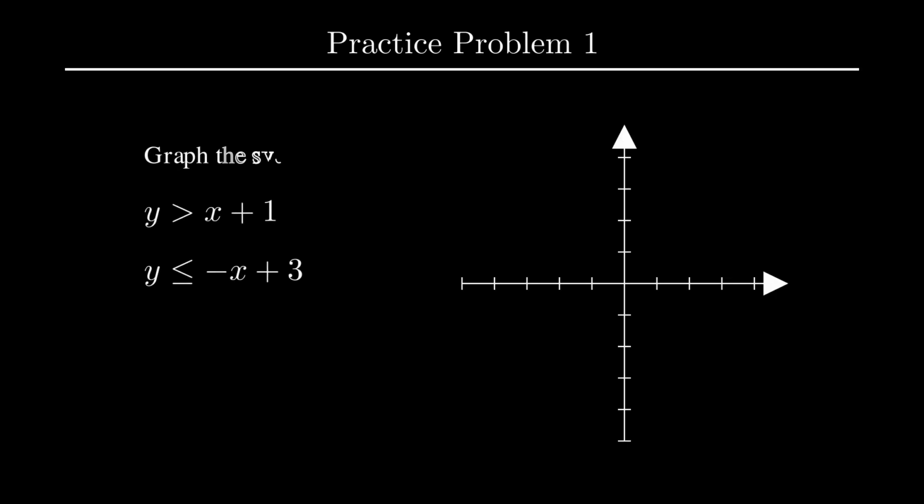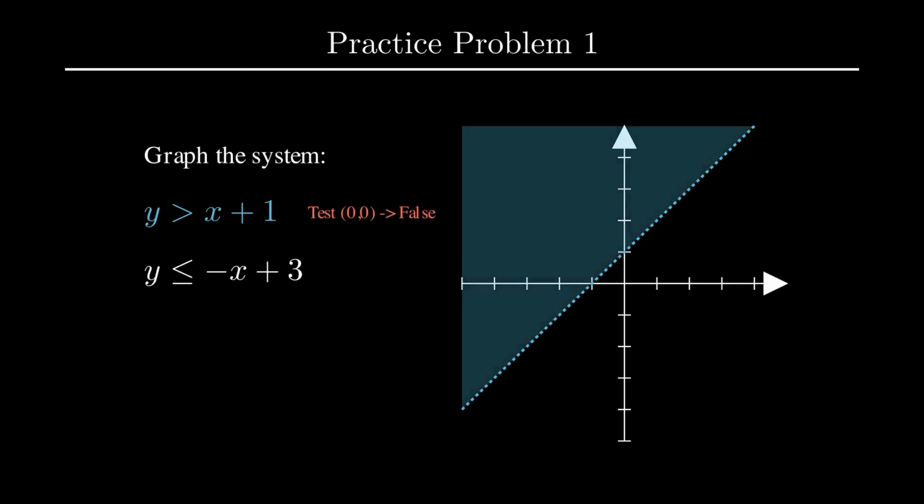Now, let's try a full practice problem together. Say we want to graph the system y is greater than x plus 1 and y is less than or equal to negative x plus 3. For the first inequality, we graph a dashed line with a y-intercept of 1 and a positive slope. Testing the origin 0, 0 gives us 0 is greater than 1, which is false, so we shade the region facing away from the origin.